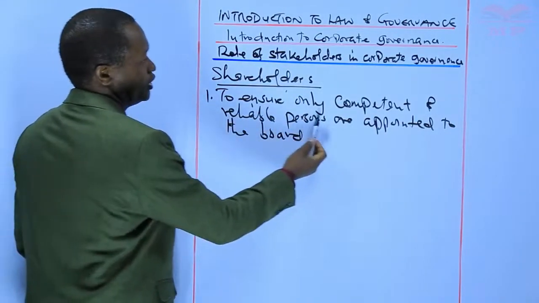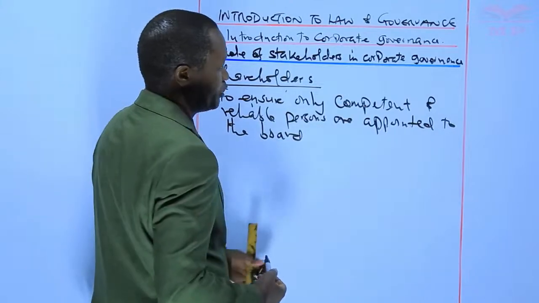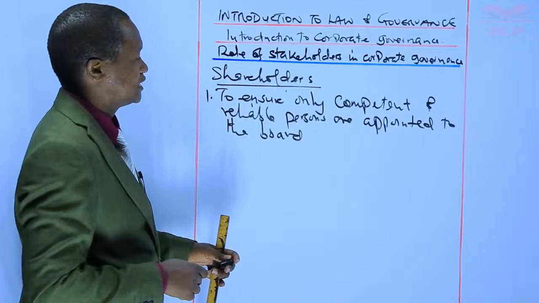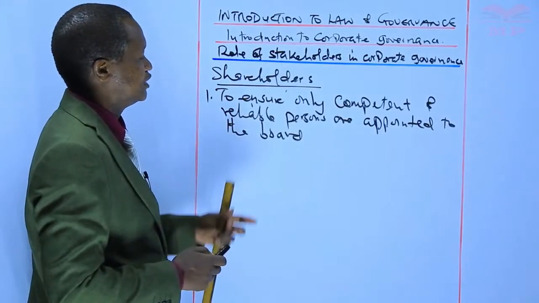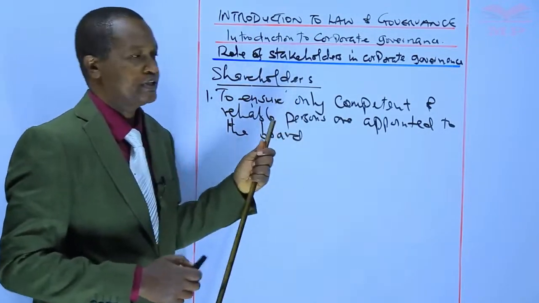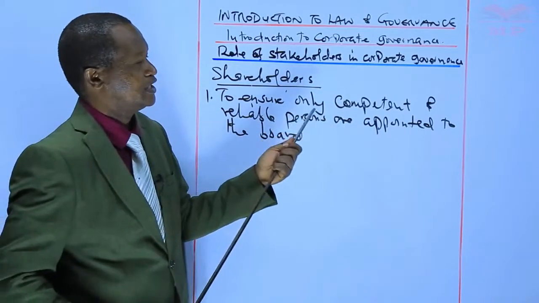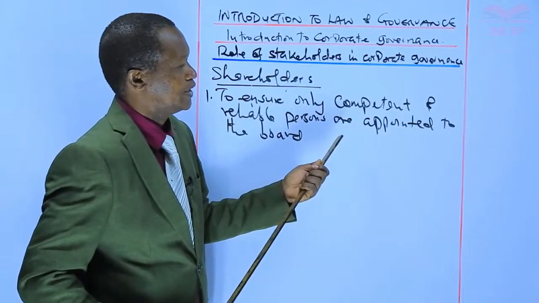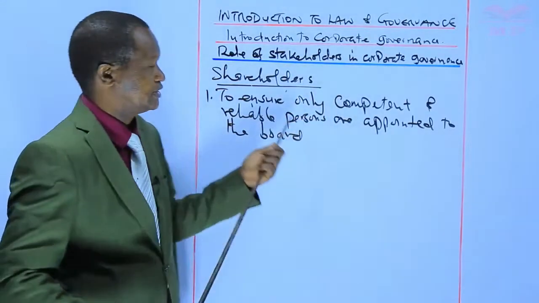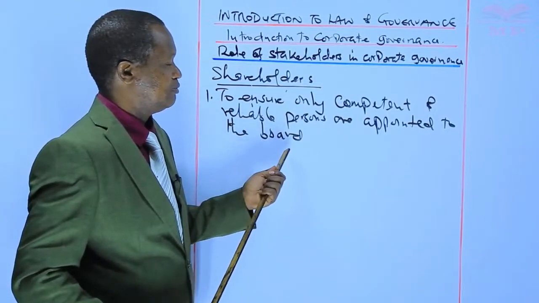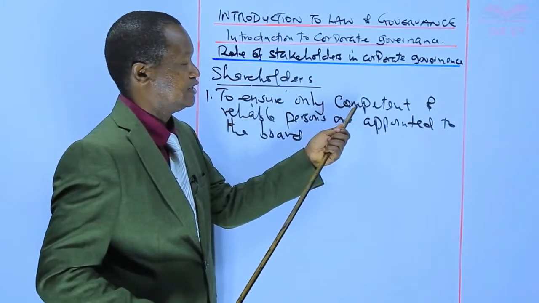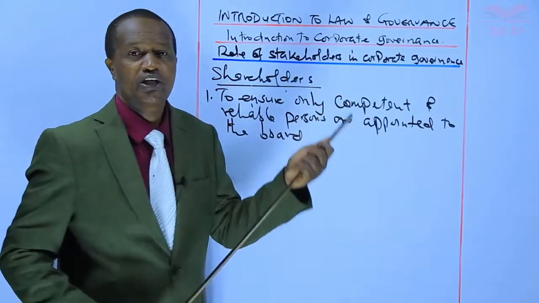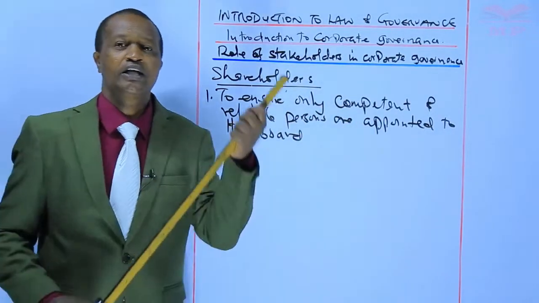To ensure only competent and reliable persons are appointed to the board. That is the supreme authority of the shareholders, to ensure only competent persons. Competent means persons who have the required skills and the required experience. So when appointing these board of directors, they should be persons that have the relevant skills and relevant traits to discharge the functions of a director on a board.